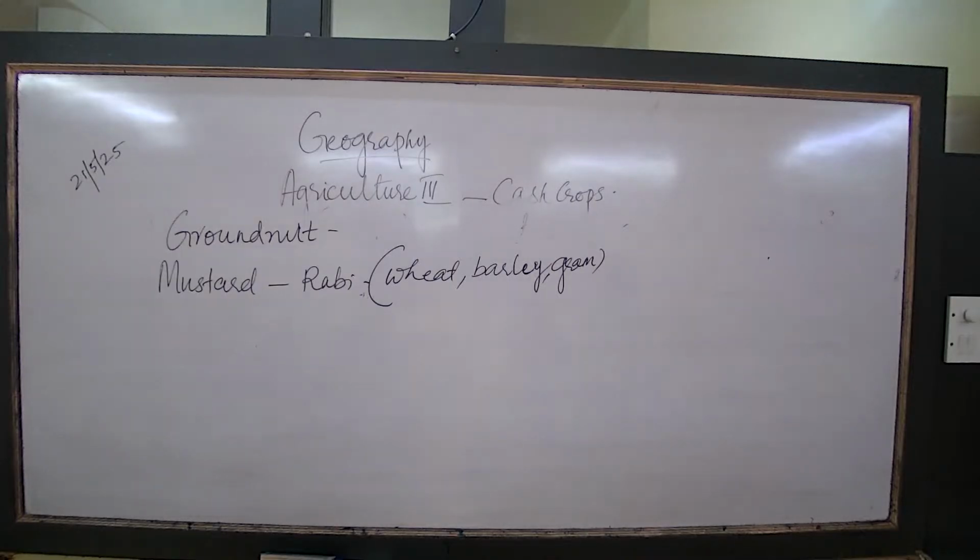Climatic conditions, soil requirements, methods of cultivation, processing and distribution of cotton, GST, tea and coffee. Okay, climatic conditions, methods of processing, distribution. Okay. Tea.